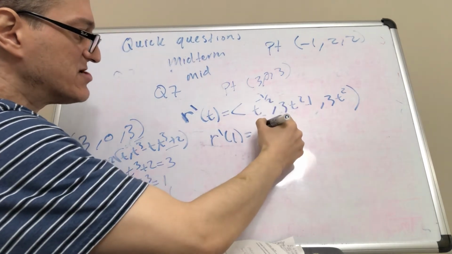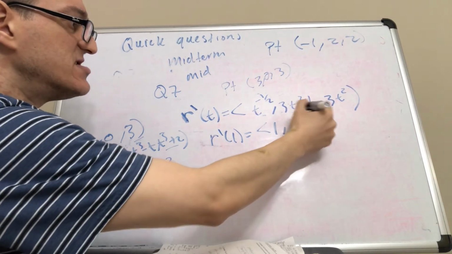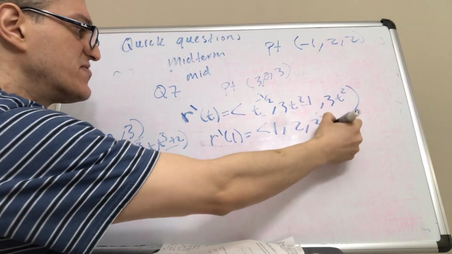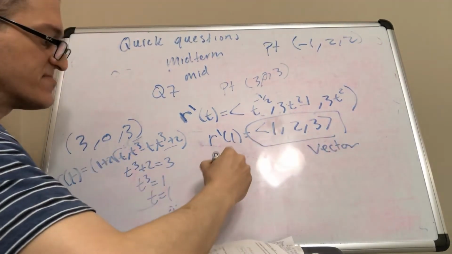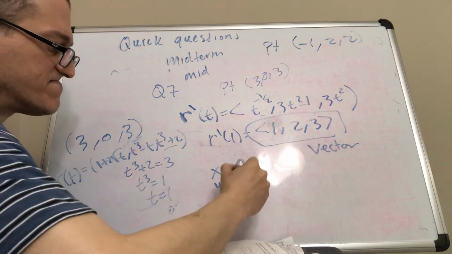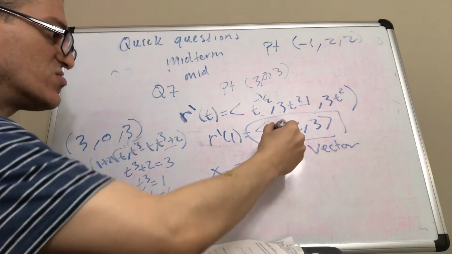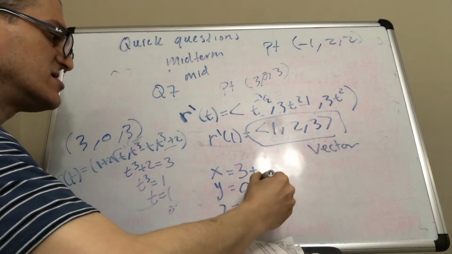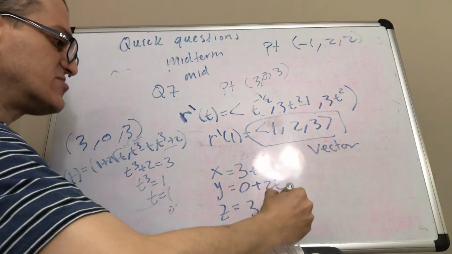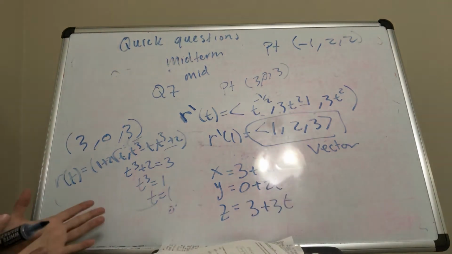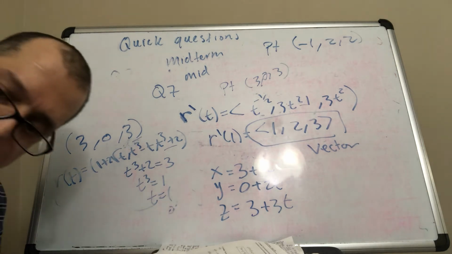1 to any exponent is 1. 1 here will give me 2, and 1 here will give me 3. Now this here is my vector. So I need the equation. First point plus 1t, second point 2t, last point 3t. This is the equation of the line. So we keep going.